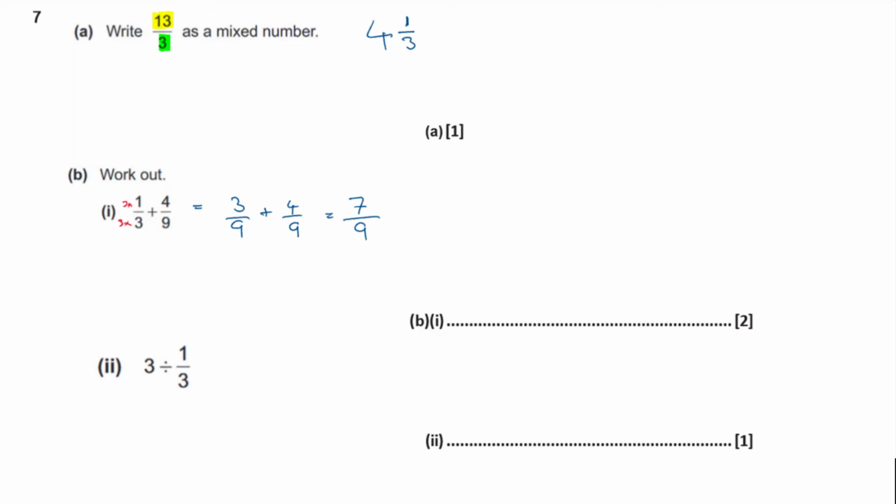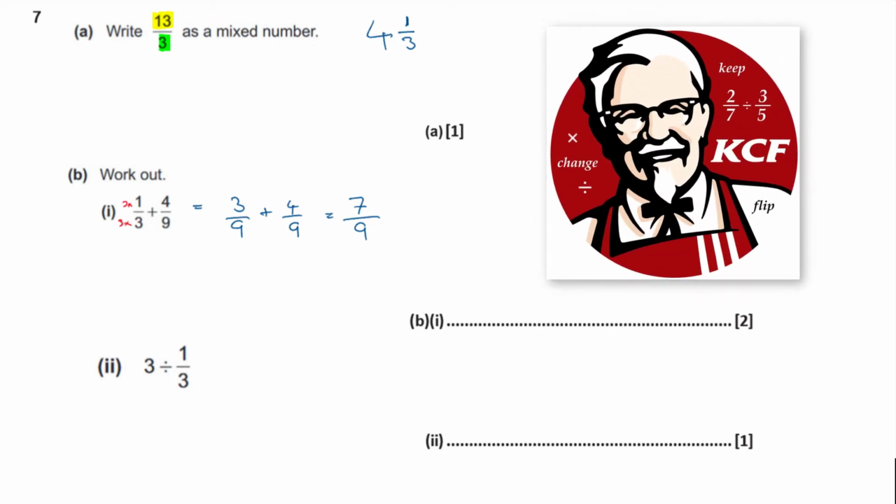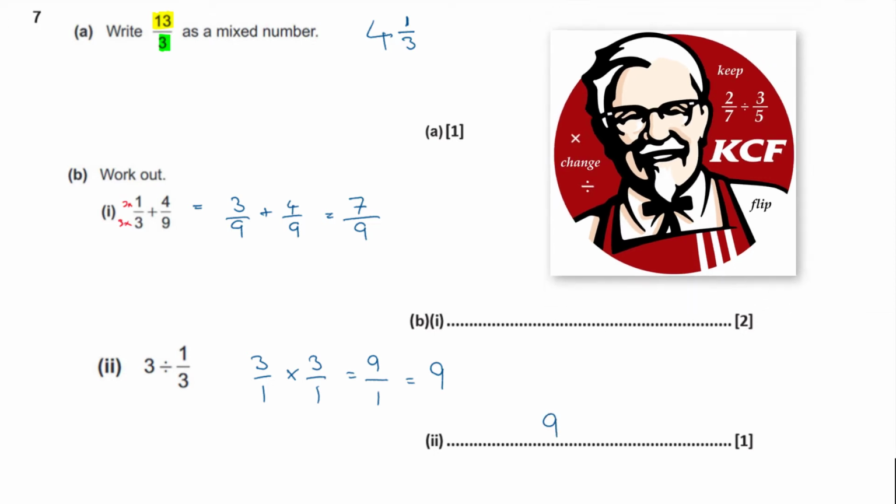Okay, and then finally I've got 3 divided by 1/3. Now when you divide by a fraction, there's a handy way of remembering it. It's KCF: keep, change, flip. So that's what we're going to do. We're going to keep the first number the same, although I'm going to rewrite it as a fraction. So rather than just writing 3, I'm going to write it as 3/1. Change the sign, so from a divide to a times, and then flip the second fraction over. So my 1/3 becomes 3/1. So then we can do the multiplying. 3 times 3 is 9. 1 times 1 is 1. So that's 9/1, or that's just 9 altogether, isn't it? So that's my final answer, 9.